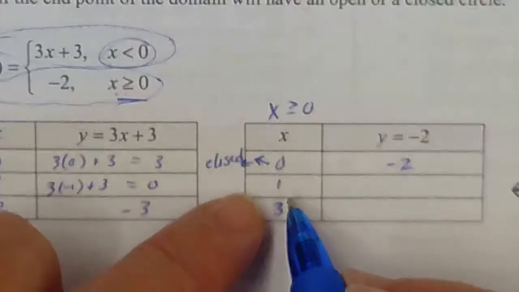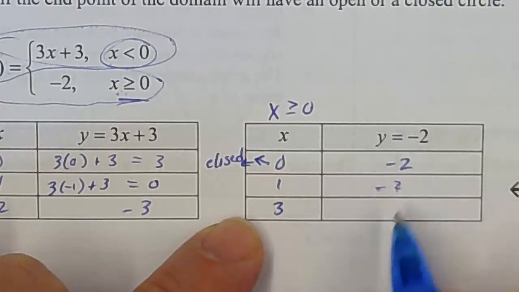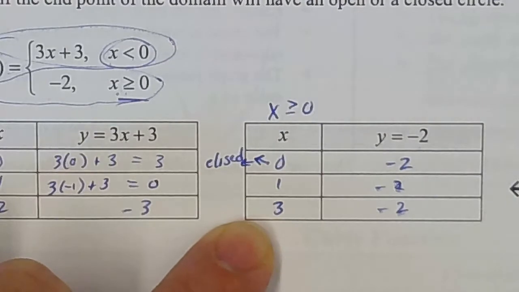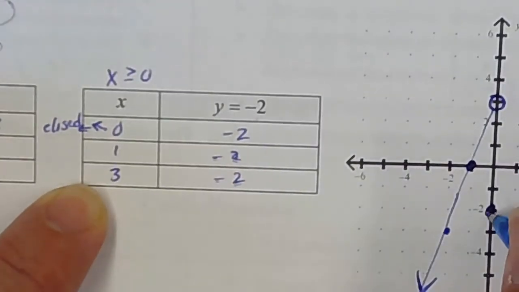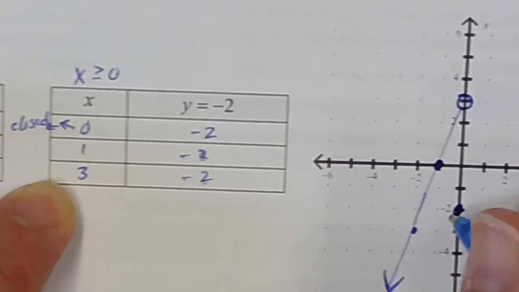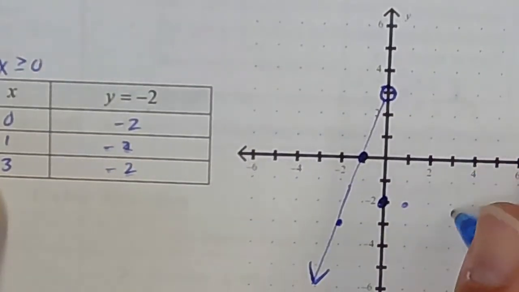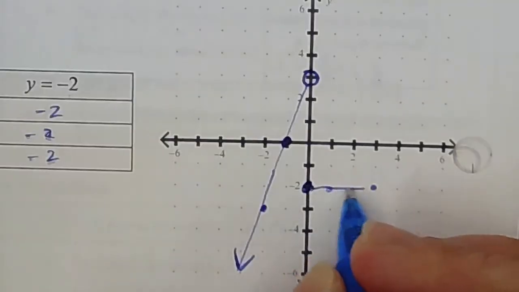But the plugging in is non-existent, so we get negative 2, and we get negative 2 again. All right, so at 0, negative 2, we have a closed circle this time. 1, negative 2, we have another coordinate, and 3, negative 2, another coordinate. Wherever you decided to do that, it's a horizontal line.